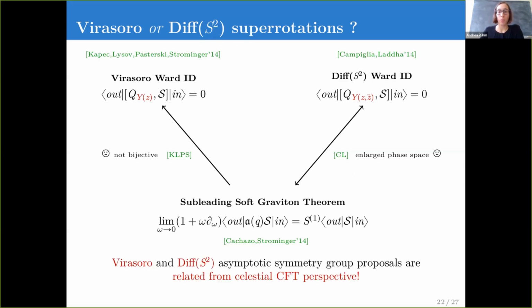Now, what we'll find in a little bit is that when taking the perspective of this celestial CFT, or the perspective of this conformal basis, we will find that particular vector fields Y are related between the Virasoro symmetry group and the Diff symmetry group. And in that sense, we can connect these two asymptotic symmetry groups and discuss in a bit more detail their differences and similarities.